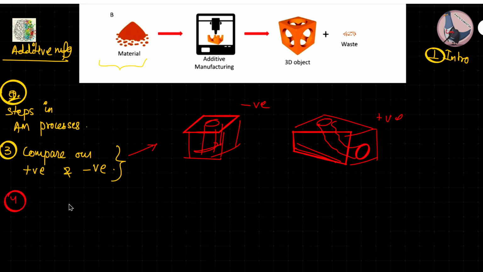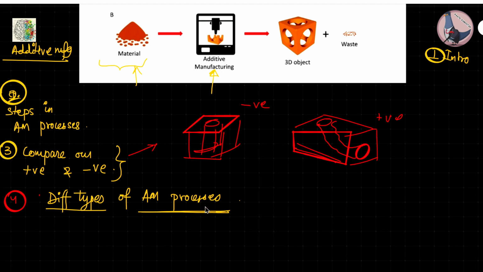Then our fourth one will be different types of AM processes. Now, these types depend upon your input material and the way the manufacturing is being done. So what all can be the different types of AM processes, that we will discuss. In this there will be a big list, and this will be a pretty long chapter. I am not sure I can finish this in one lecture, it might take two or three lectures, and it is very important also, because in this only we will talk about different types of defects which can come, types of defects, then mechanism, etc.